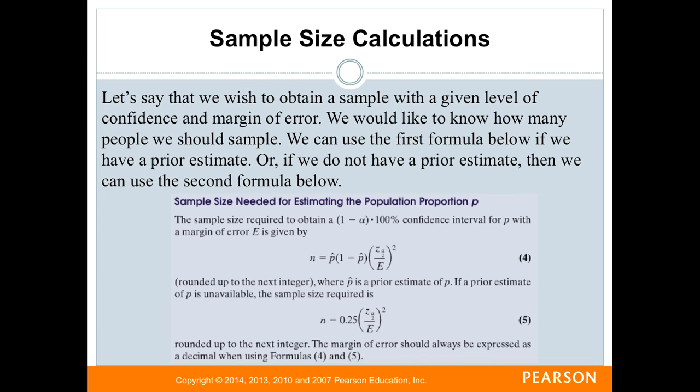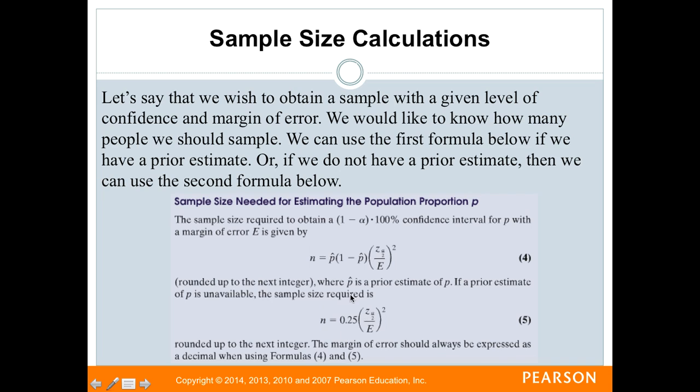So what we can do is one of two things. If we already have a prior estimate, meaning that someone has already conducted a sample and we know approximately what our proportion is going to be, we can use this first formula here. This can be used anytime you have a prior estimate. Now, if you don't have a prior estimate, so no one has ever studied what you're interested in, or you simply don't trust the prior estimates at all, you can just use this formula here, which is pretty basic.